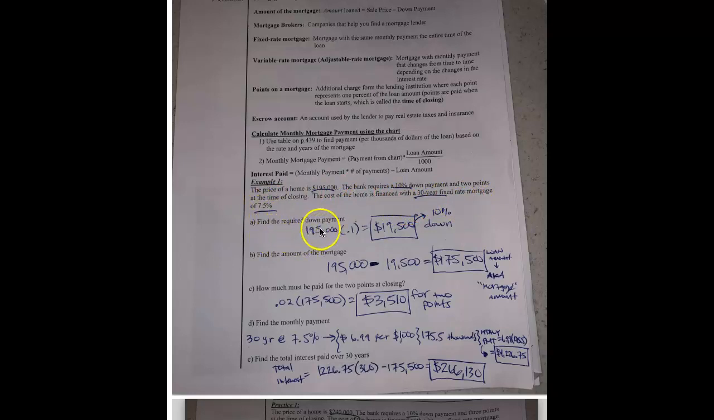So the down payment is simply going to be what it says here, 10% of the price, 10% of 195,000. As you see here, 195,000 times 0.1 for 10%. That's $19,500 is the 10% down payment.